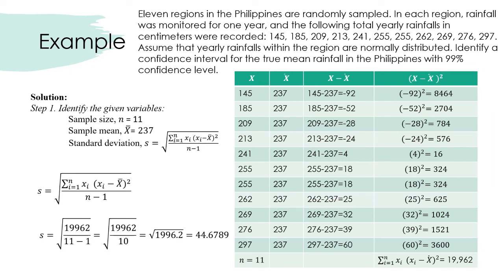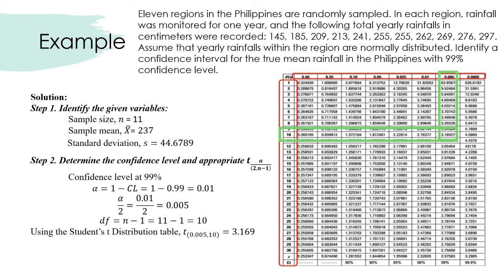We will now have square root of 19,962 divided by 10. And then simplifying it, we will now have the square root of 1,996.2. Simplifying it, we will now have our standard deviation that is 44.6789. So we identify already our variables, that is n is equal to 11, our x bar is 237, our standard deviation or s is 44.6789.